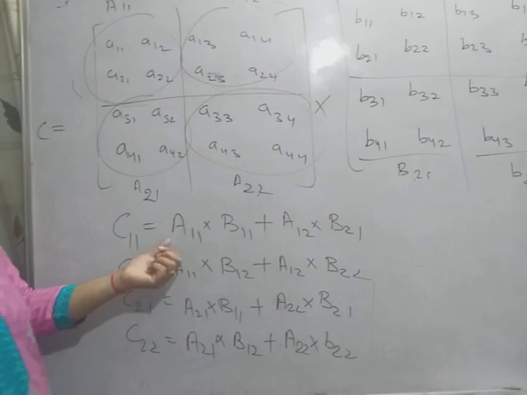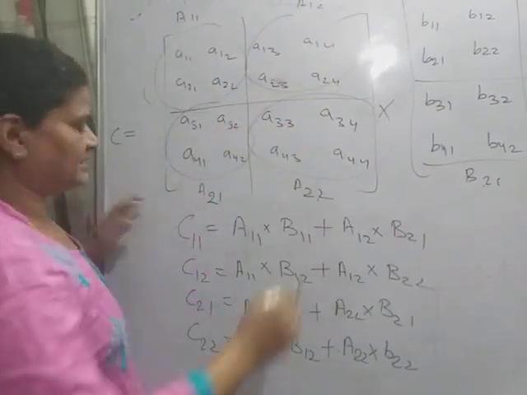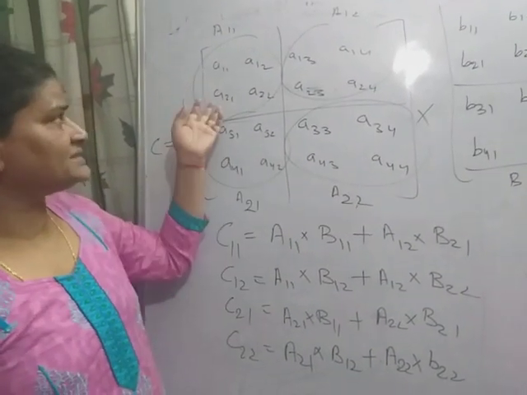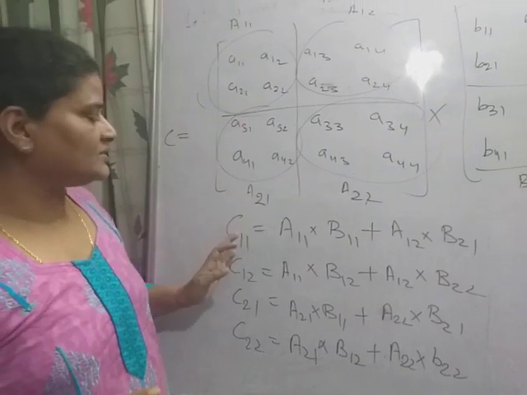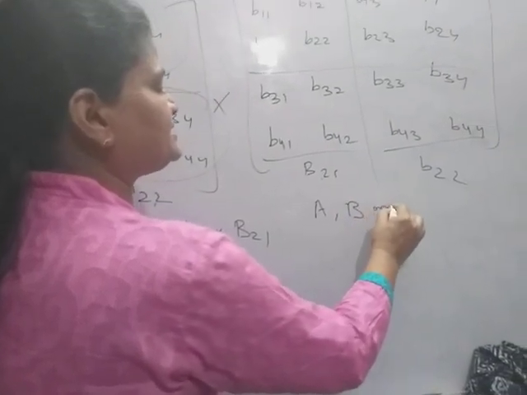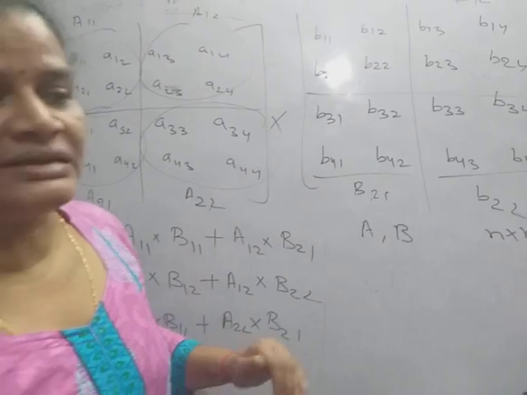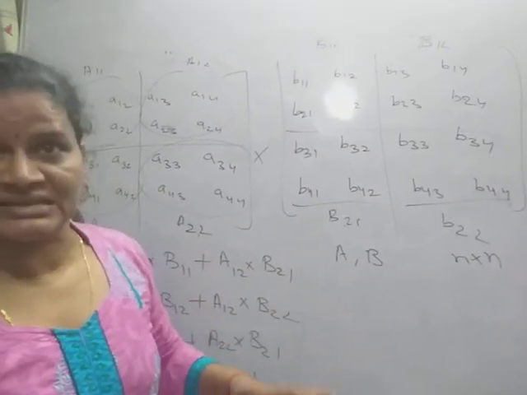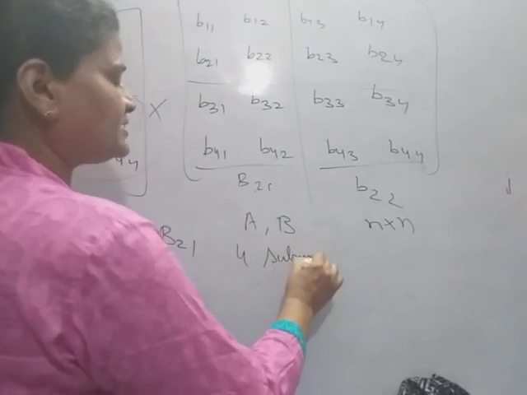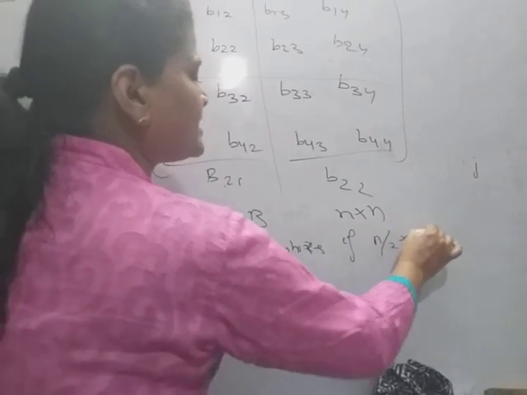Simply, here I am multiplying A_ik into B_kj for all the multiplications. So in this way we are computing. Suppose the value is n by 2, so our A and B are matrices of order n cross n. We divide them into 4 sub matrices of order n by 2 cross n by 2.